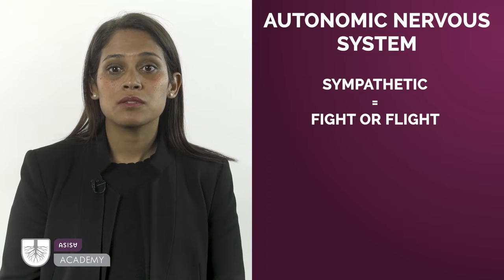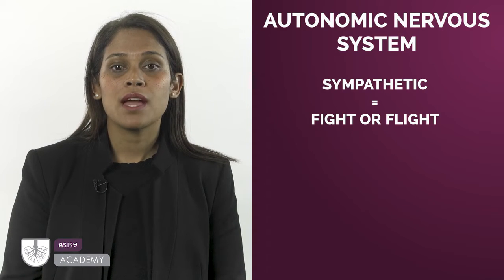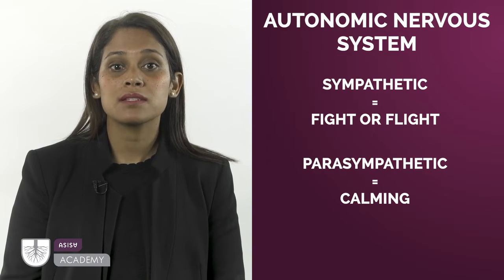The autonomic nervous system is also further divided into two systems, the parasympathetic and sympathetic nervous system. The sympathetic nervous system triggers fight or flight reactions, and the parasympathetic nervous system has a calming effect. The autonomic system is always active, but moves between sympathetic or parasympathetic states.